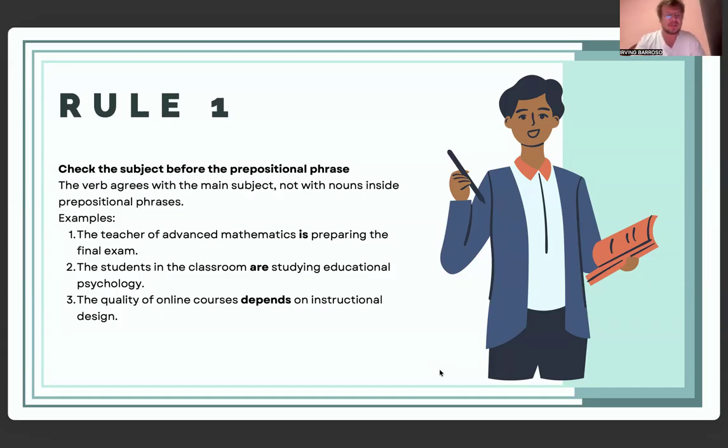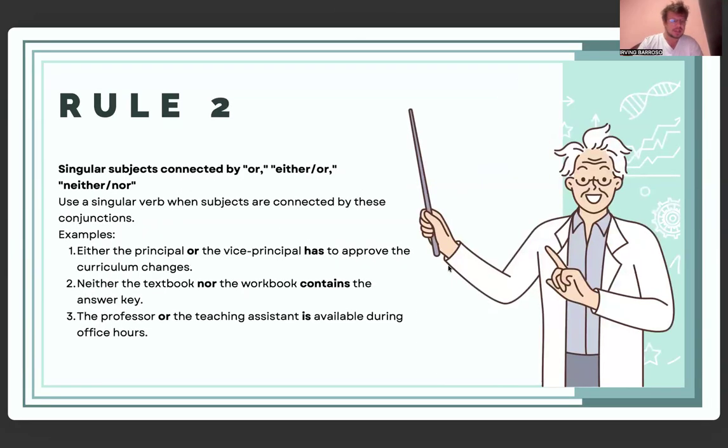Let me give you some examples. The teacher of advanced mathematics is preparing the final exams. The students in the classroom are studying educational psychology. The quality of online courses depends on the instructional design. Okay, number two, singular subjects connected by or, either...or, neither...nor.